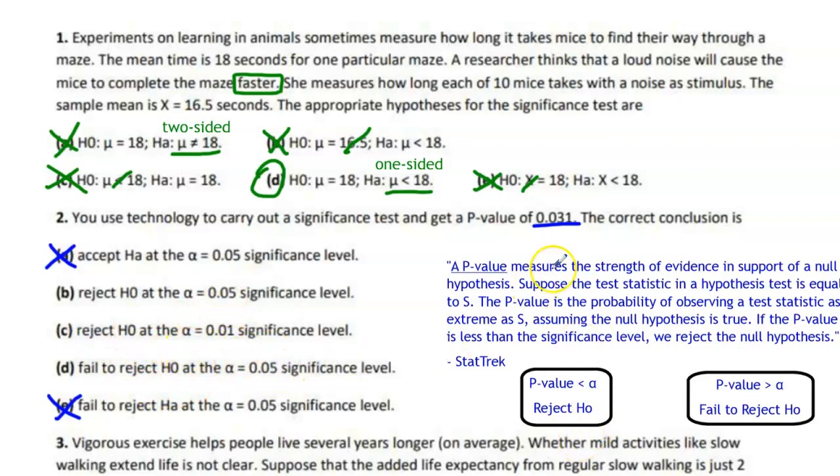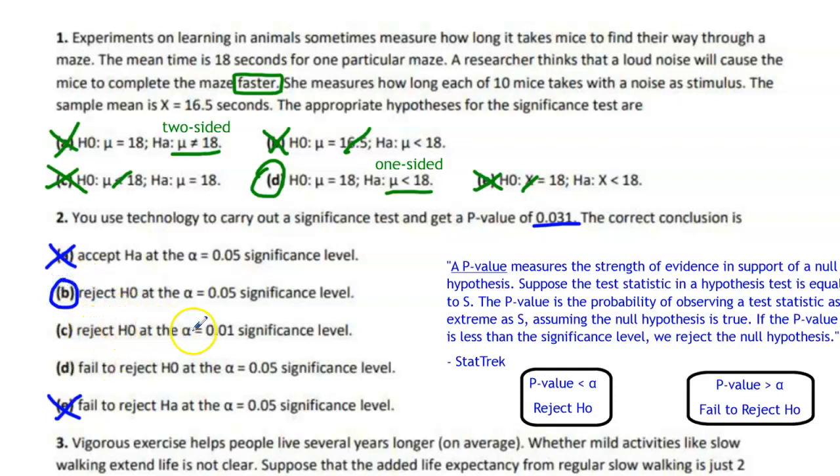0.05. Well, let's see. I know that our p-value is 0.031. If alpha is 0.05, the p-value is less than that, right? The p-value, which is 0.031, is less than 0.05. If the p-value is less than alpha, we reject. So this one looks like it's the correct answer. Let's test the other ones.